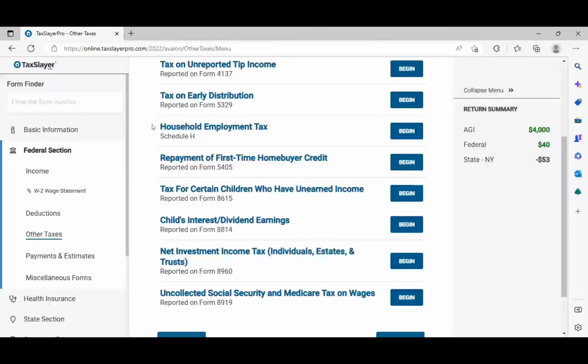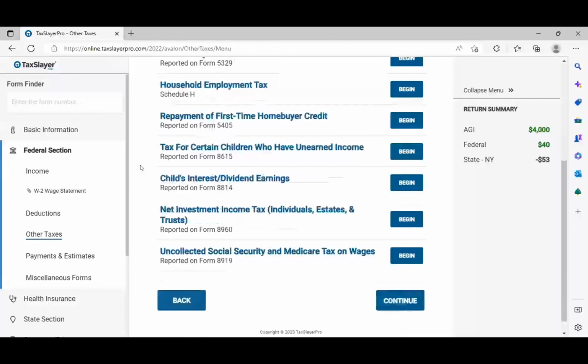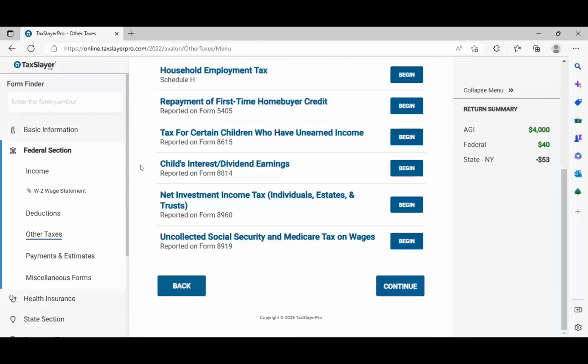Some other things: tax on early withdrawal penalty from a pension plan. You might see a number there. What else? That's more or less, again, the common ones you'll see at the estimates.